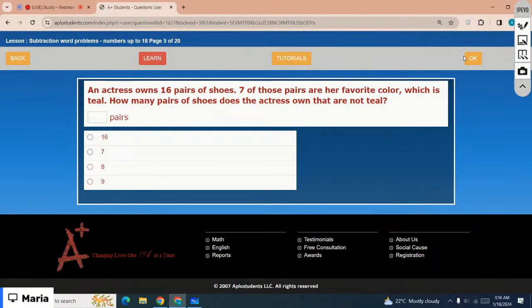An actress owns 16 pairs of shoes. 7 of those pairs are her favorite color, which is teal. How many pairs of shoes does the actress own that are not teal? So, which is the correct option?